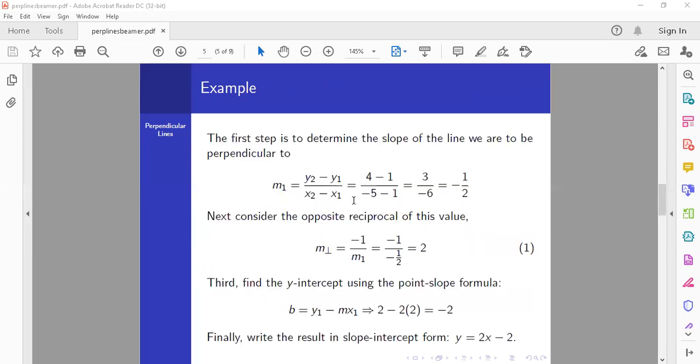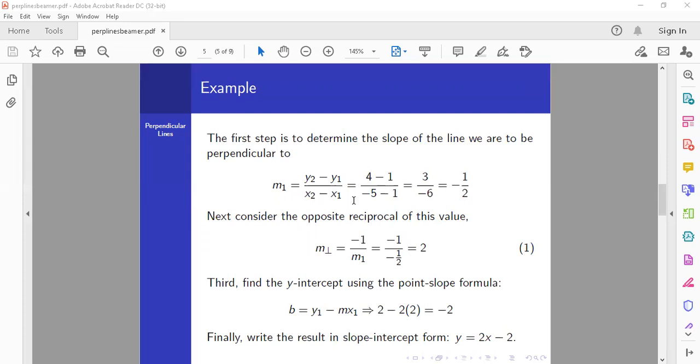So the first step is to determine the slope of the line we are to be perpendicular to. We call this M1. We plug it into the slope formula and do the arithmetic, and we get -1/2 as the result. Next, we consider the opposite reciprocal of this value. So the perpendicular slope has to be -1 divided by M1, in this case -1 divided by -1/2. When I flip that over and change its sign, I get +2. So I found the slope of the perpendicular line.